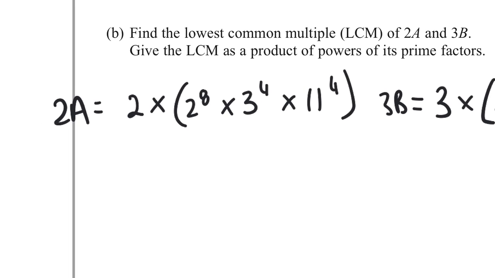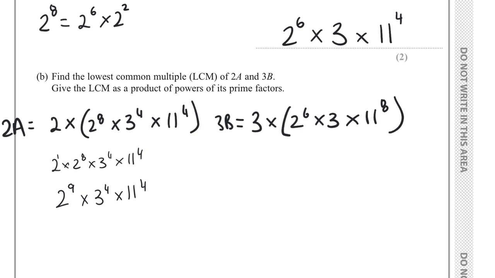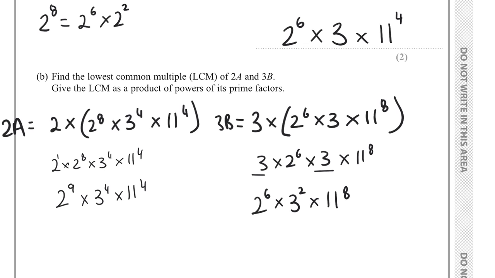Now, let's actually have a look at this. What does this mean? Well, this is technically 2 times 2 to the 8 times 3 to the 4 times 11 to the 4. We have a common base. Can we add the powers? So 2a is actually 2 to the power of 9 times 3 to the 4 times 11 to the 4. There we go. 3b is 3 times 2 to the 6 times 3 times 11 to the 8. 3 times 3 we know can be represented as 3 squared times 11 to the 8.